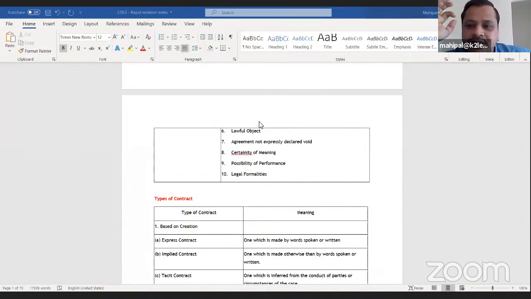My dear friends, generally this question is asked for 6 marks. What are the essential elements of a valid contract? All these 10 points with a one-liner explanation to each will make sure that you receive 6 marks. Again, from the examination point of view, what are the essential elements of a valid contract? These 10 points play a key role.